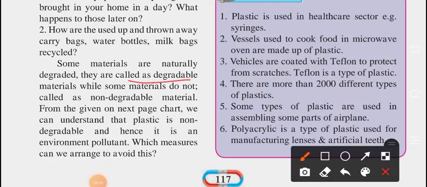So degradable and non-degradable materials are important. We can understand that plastic is non-degradable, hence it is an environment pollutant. Plastic cannot decompose, it is a non-degradable material, hence it is an environment pollutant.